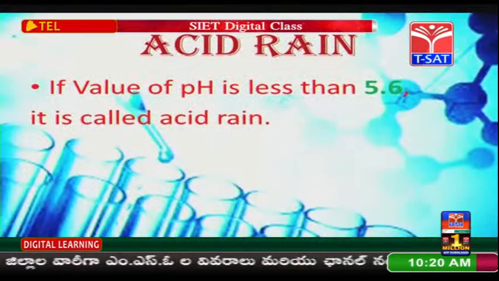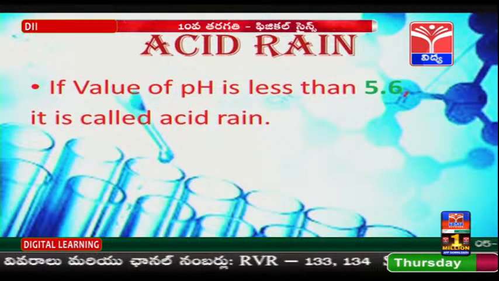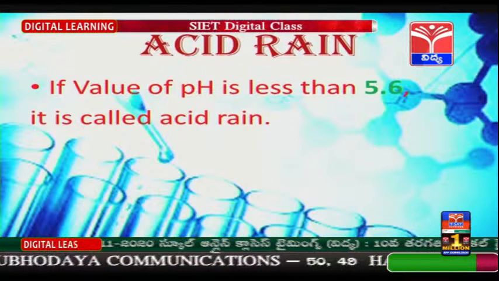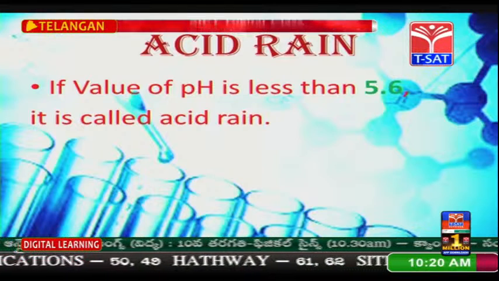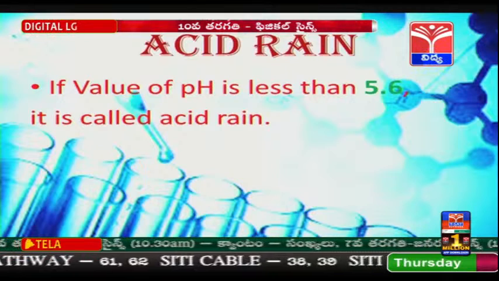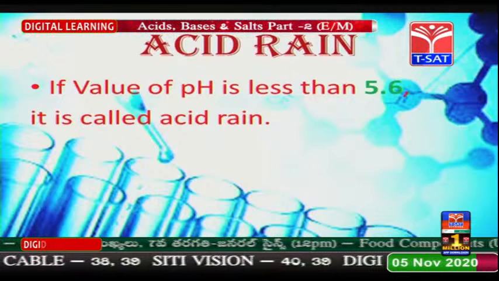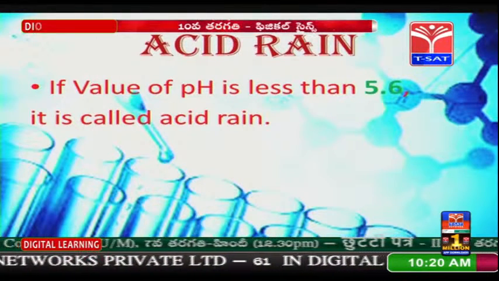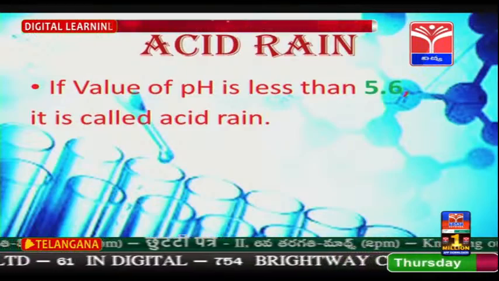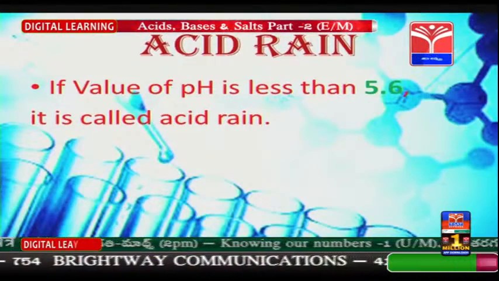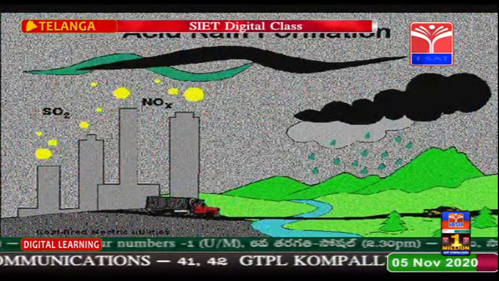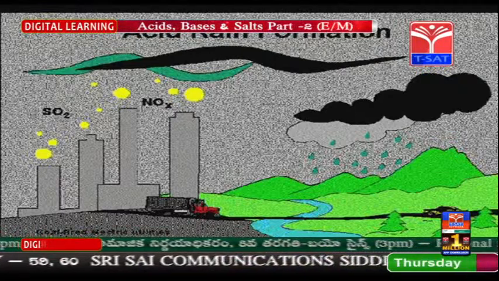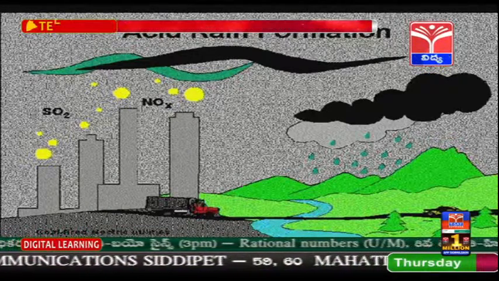Acid rain. If the value of pH is less than 5.6, it is called acid rain. If the pH value lies between 0 to 6, it is an acid. If the pH value is less than 5.6, then it will be a strong or a moderate acid, and what we get is acid rain. That implies, when we test the pH value of a rain, if it is less than 5.6, it is an acid rain. Why do we get acid rains? Because of pollution. The sulfur oxides and nitrogen oxides present in air are the cause for formation of acid rains.